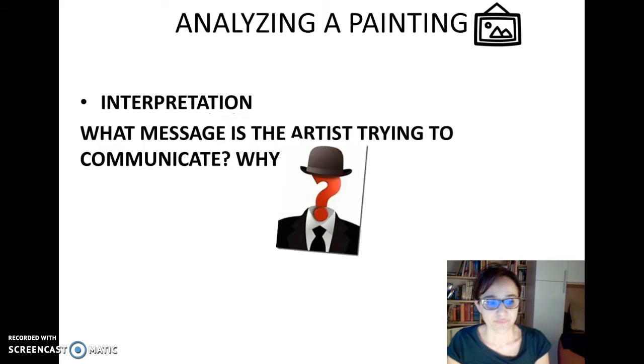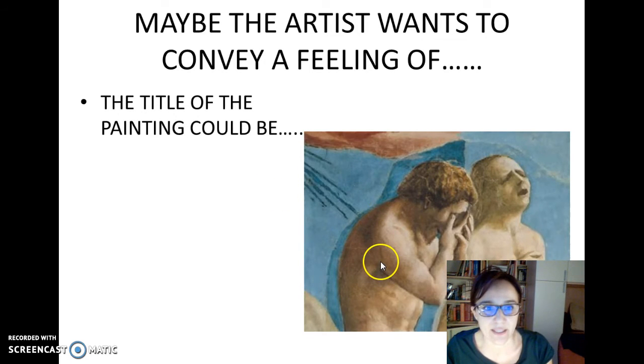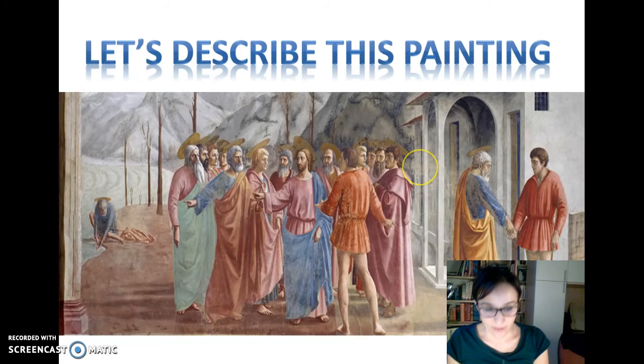Then, let's talk about the interpretation. What message is the artist trying to communicate and why? For example, let's have a look at this detail. Maybe the artist wants to convey a feeling of what? I have already given a personal impression. What about you? The title of the painting could be what? This is very personal. Now it's your turn.